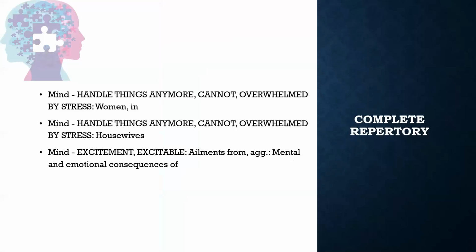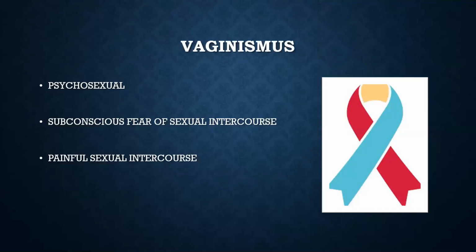Again, we have Complete repertory, in which, if we go to the mind chapter, we can see the rubric cannot handle things anymore, actually by stress. Again, in housewives, then again we have excitement, excitable, ailments from aggravation, mental and emotional consequences of. Now, these are the few rubrics. Finally, we have vaginismus. We all know that it's a psychogenically mediated involuntary spasm of the vaginal muscles, and finally it results in the inability of having penetrative sexual intercourse.